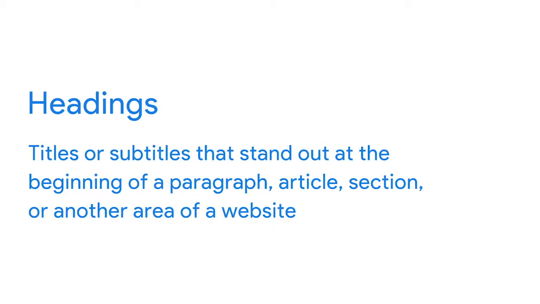Headings are titles or subtitles that stand out at the beginning of a paragraph, article, section, or another area of a website. Header text is often larger and bolder than the text on the rest of a page and designates the beginning of a section. Headings can be used to label menus, page titles, subtitles, and other related structures on a page.